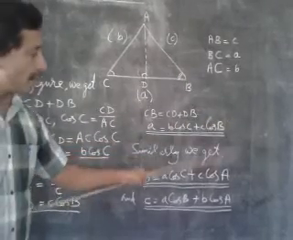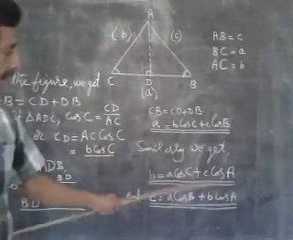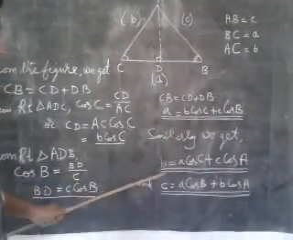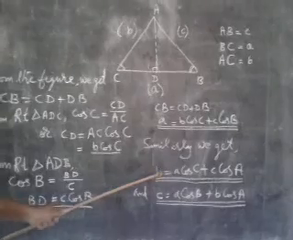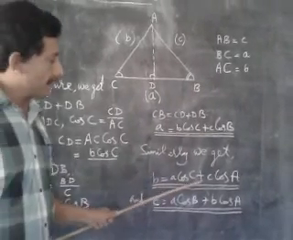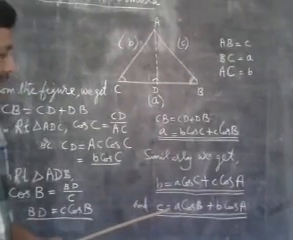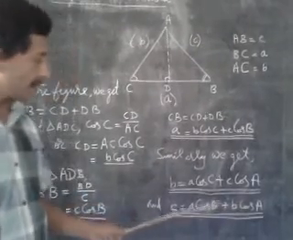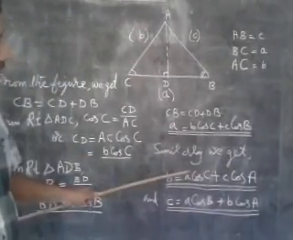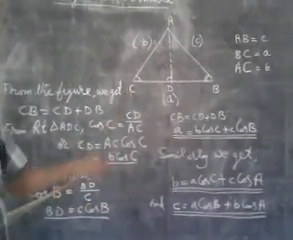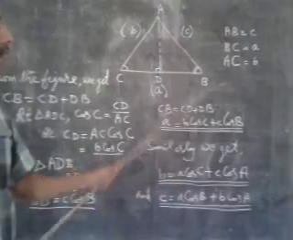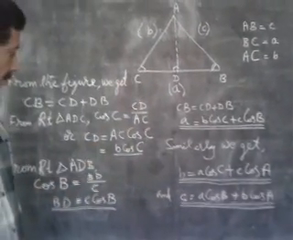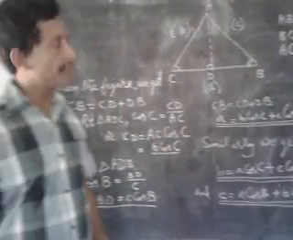There are three formulas. Similarly, we get, for side b, b equals a cos C plus c cos A, and c equals a cos B plus b cos A. Small a, b, c are sides of the triangle, and capital A, B, C are the corresponding angles. That's all about the projection formula.